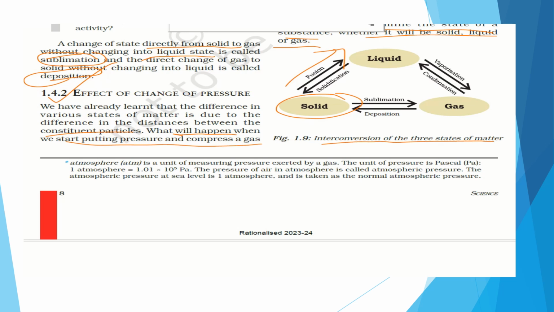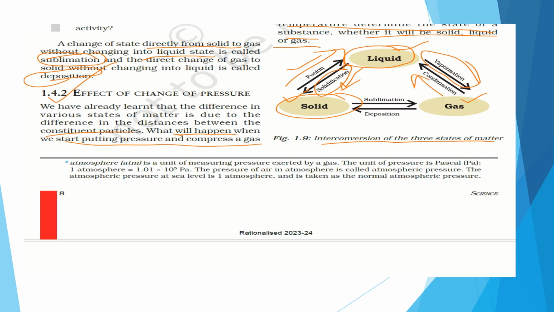Now here we are dealing with the interconversion of three states of matter. So just a flow diagram they have given. Suppose this is solid. Solid, when heated, is converted to liquid, and this is called fusion. Liquid, when converted to solid, is called solidification. Liquid, when heated, converts to vapor, called vaporization, and gas, when condensed or cooled, is called condensation.